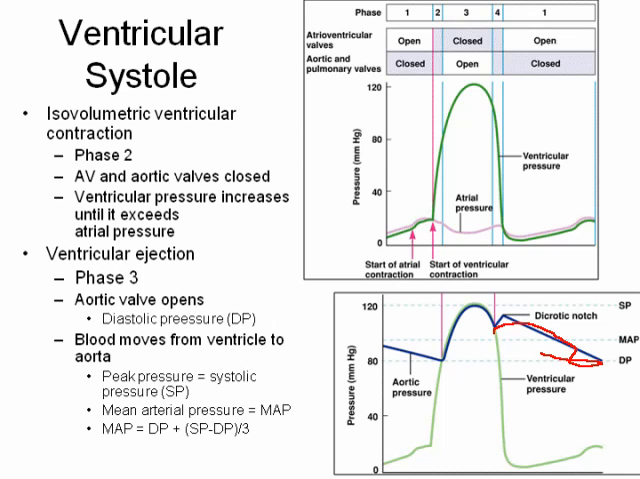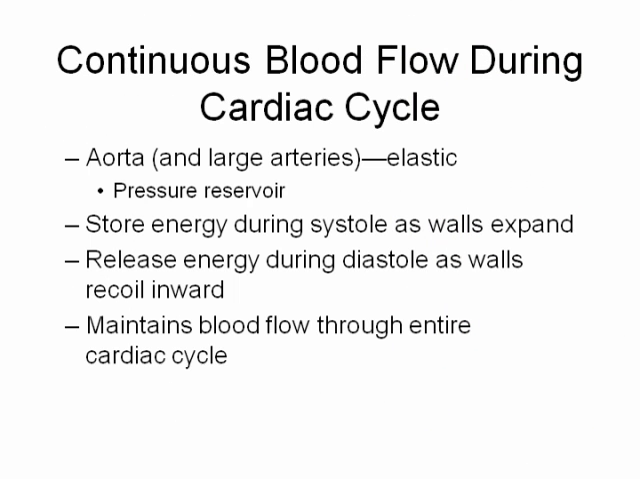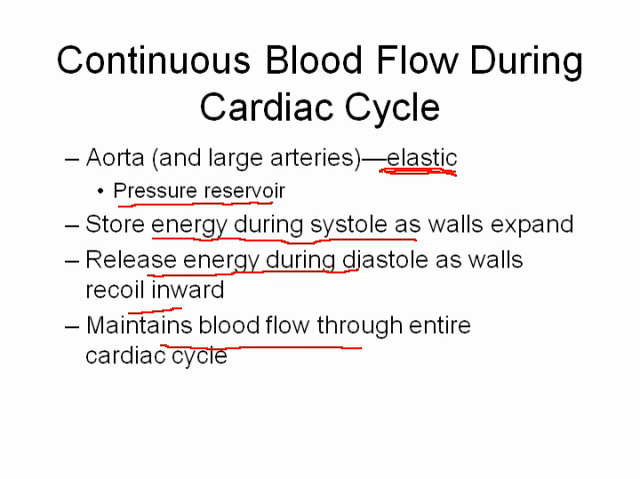And this pressure stays up there because of this elasticity of these large vessels. So they're being stretched out as blood is being pushed into the aorta, and then they slowly recoil, and that is helping to keep pressure up. So we're storing energy during systole as the walls of these vessels expand, and the released energy during diastole as the walls recoil inward maintains blood flow through the entire cardiac cycle. So even though blood pressure does go up and down, it goes up and down between 120 millimeters of mercury and 80, rather than 120 and 0.